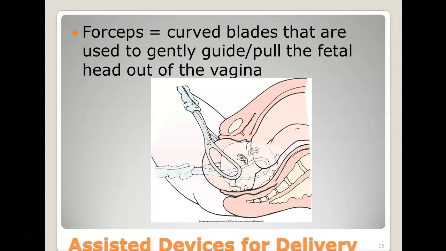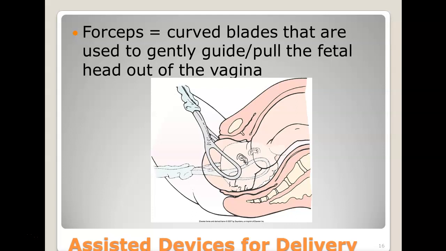So when we use a forceps for delivery, this is what a forceps looks like. They're curved blades that are used to gently guide or pull the fetal head out of the vagina. Mom still has to push, even with the forceps being used. They're just to assist. They're not meant to pull. They're just meant to gently guide. And these have to be used properly.